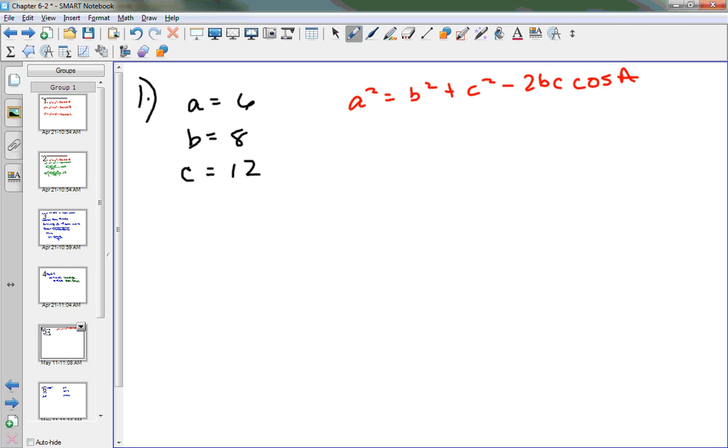So you're going to have 6 squared is equal to 8 squared plus 12 squared minus 2 times 8 times 12 times the cosine of A.